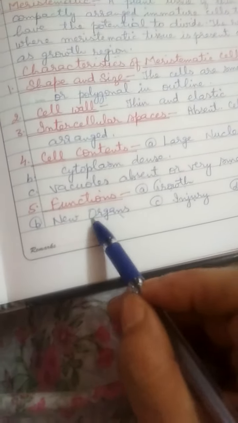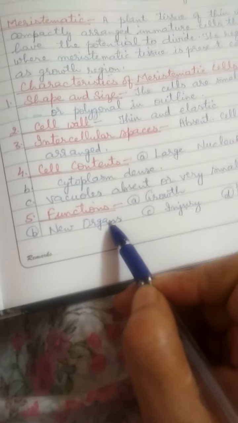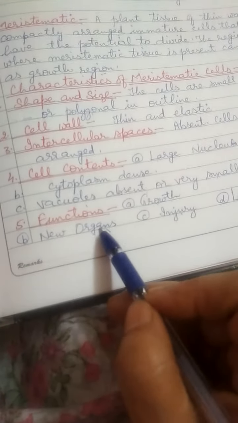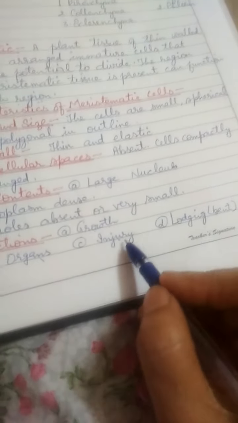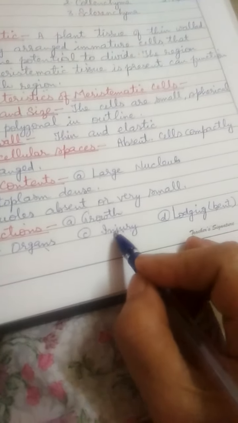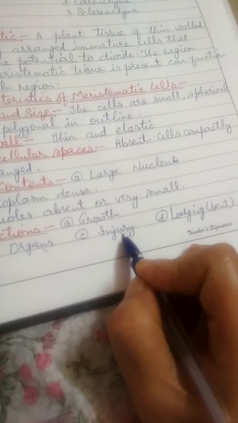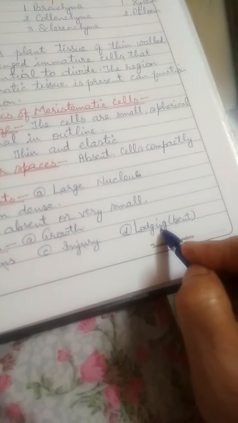Then these tissues help in the formation of new organs like leaves, roots, fruits, flowers. They are formed because of the division of meristematic cells. Next, if the plant has got injured, then the injured place is also healed up by these meristematic cells. Then lodging. Sometimes due to the wind, the stem or the shoot gets bent and it is made to stand upright with the help of these meristematic cells only.